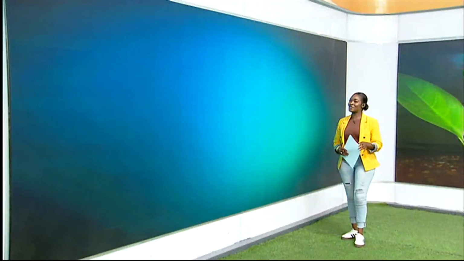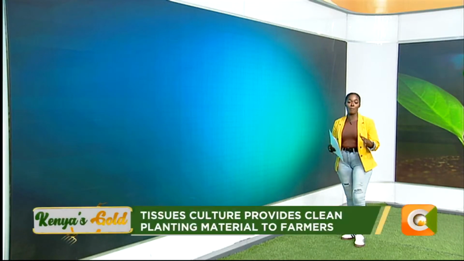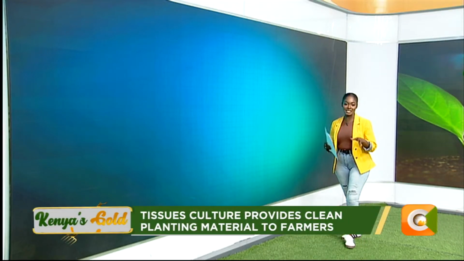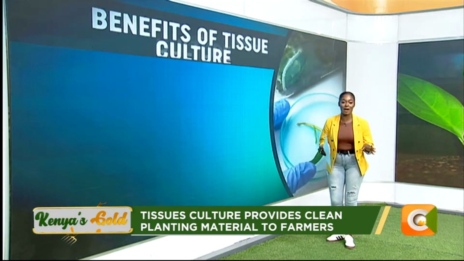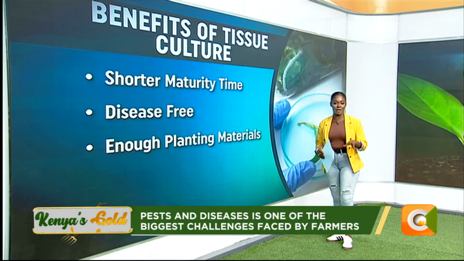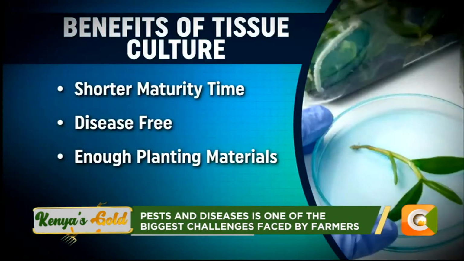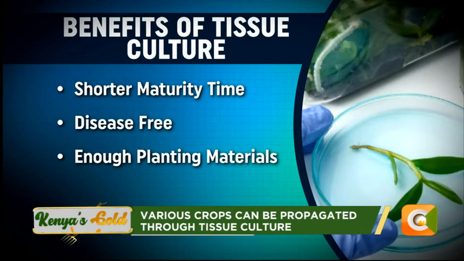A great introduction to tissue culture, which is a lab way of propagating crops, and this system mimics the natural environment of crops. Now, we have learned so far that there are a lot of benefits of tissue culture, one being a shorter maturity time, because the plants get to you when they're already rooted. Also, you get clean planting materials, disease-free.